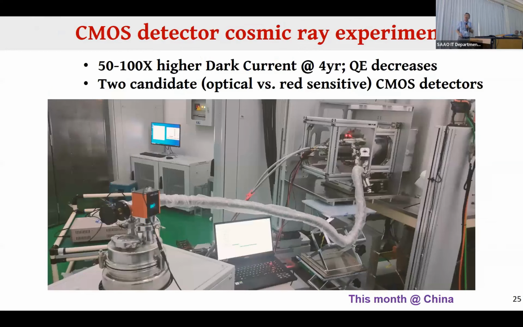Now, we are also doing CMOS detector experiments, and this shows the detector inside here, and this is a cryogenic system. So one worry is that after 4 years, the cosmic rays will cause a very dramatic increase in dark current, maybe 50 to 100 times higher, and also the quantum efficiency will decrease. So we currently have 2 candidate CMOS detectors, one optical, the other more red sensitive, and the experiment is being done actually this month in China. Hopefully we will select the right CMOS detector in April this year.